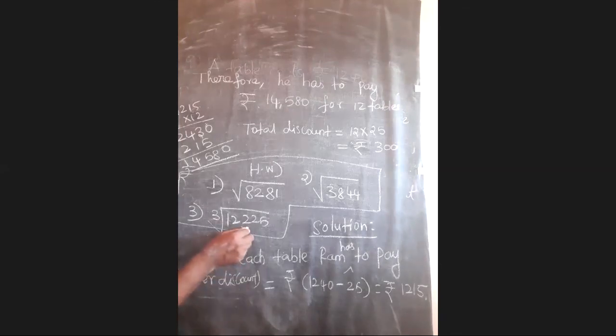Actually, for these questions, you may not get the perfect cube. So let me try to give one perfect cube number. So change this number to 13125. So with 13125, you will get the perfect cube number.